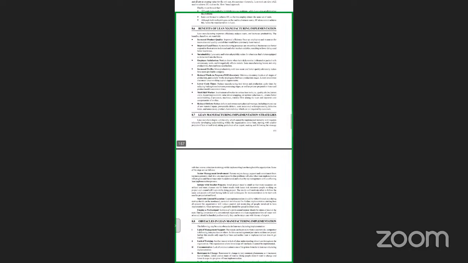So the benefits of lean manufacturing implementation. The benefits we have are that it increases productivity and product quality, it improves lead times, and it brings sustainability, employee satisfaction, increased profits, reduced work-in-progress inventory, lower cycle times, multi-skilled workers, and reduced defects.